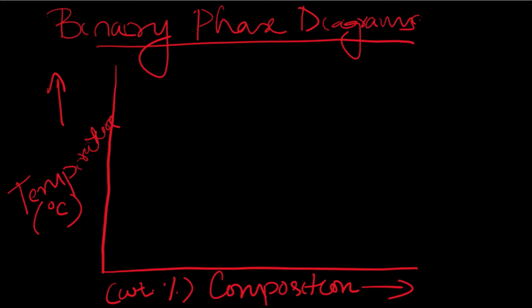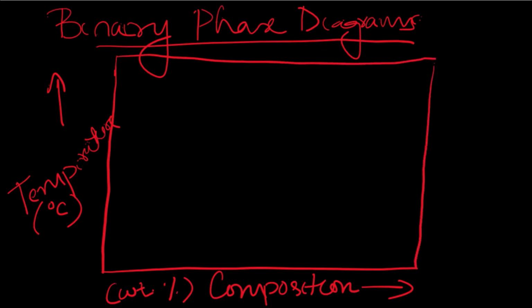So we have drawn a graph, temperature and composition. And usually what happens, we need to close this particular graph and it will become a rectangular box. We need to close the graph. This is called temperature composition map.